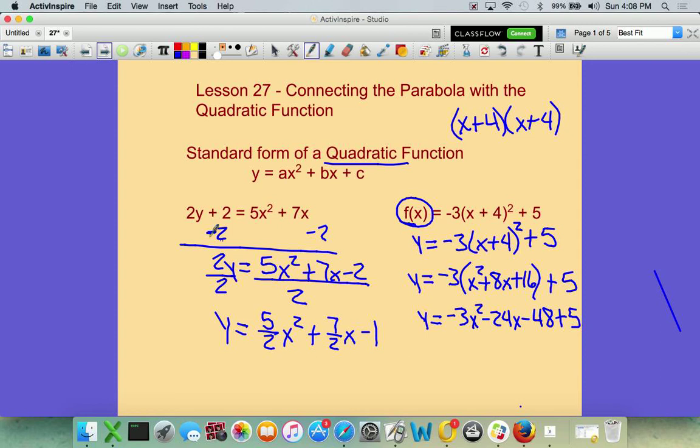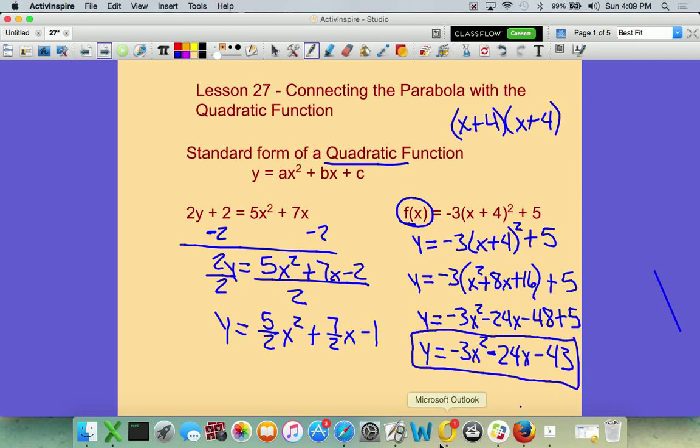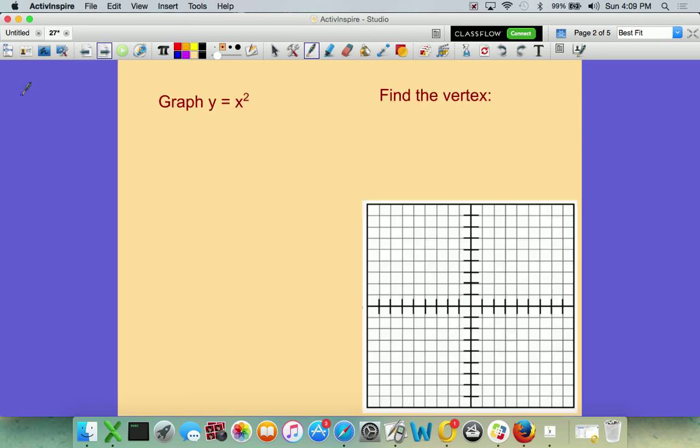And now this is starting to look a lot like our standard form equation. We just got to combine our like terms. So y equals negative 3x squared minus 24x minus 43. And there's standard form. So then once we get this into standard form, the whole point is to be able to graph them. Alright, well, if you remember back to graphing parabolas before, if we started with y equals x squared, well, what we can always do is you can always put in points.